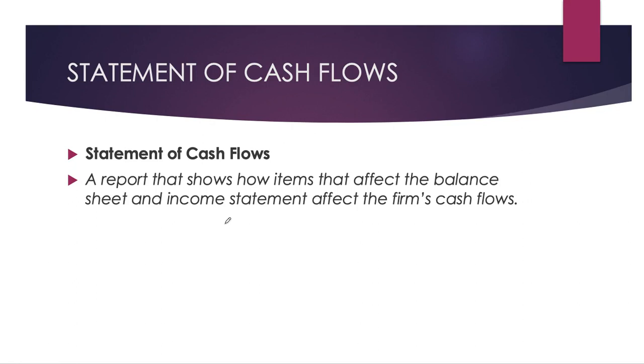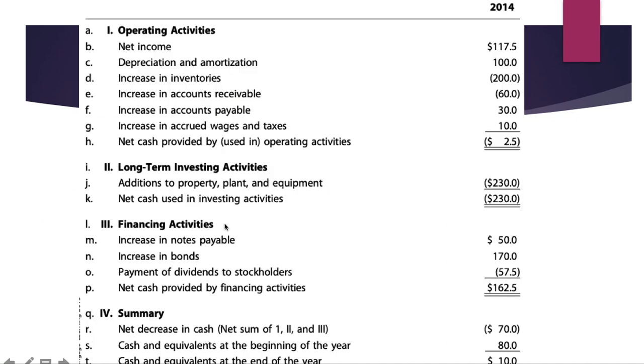Today we talk about the statement of cash flows. It's a report that shows how items that affect the balance sheet and income statement affect the firm's cash flows. And here we can immediately see an example, for our Allied. In our reference book, we use the same example.